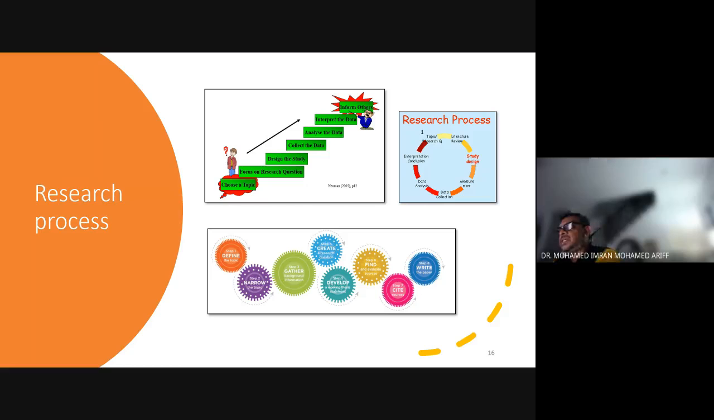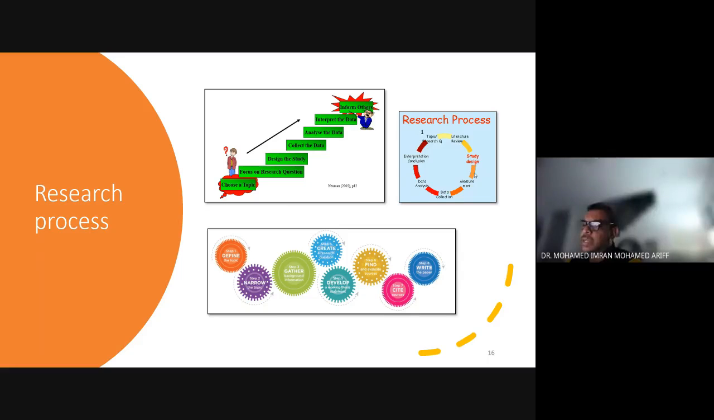Okay, next we look at research process. Ada beberapa cara orang buat research process. There are certain steps. Yang hijau di atas ini, choose a topic, focus on your question, design the study, collect data, analyze, interpret, and inform others. Ini biasa. Yang kedua belah kanan, yang warna biru, sama juga topik, literature review, design, measurement, atau methodology, data collection, analysis, interpret, and dah habis.